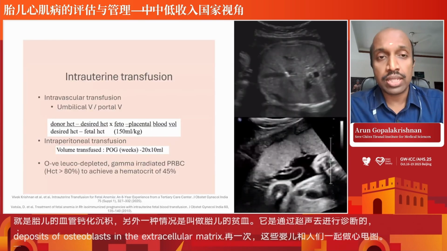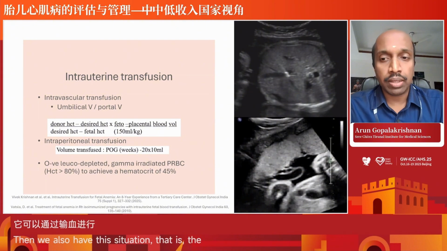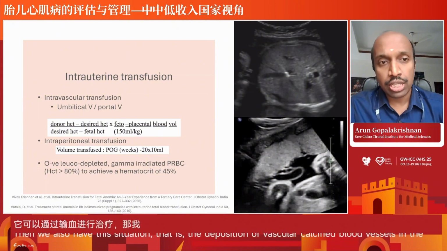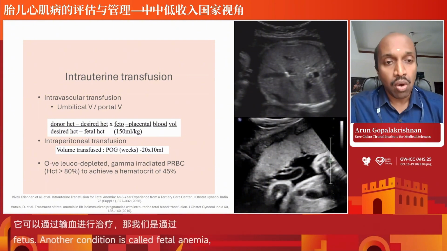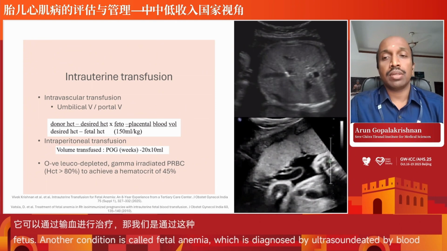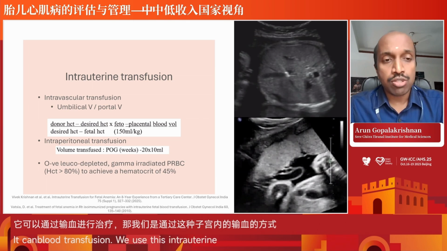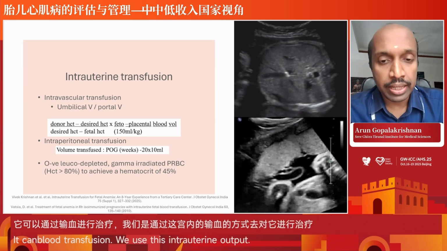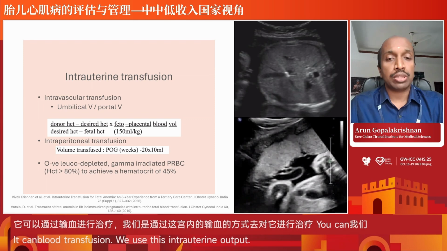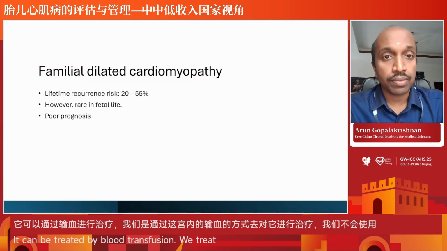Now, this is how it is done. The blood may be transfused into the umbilical vein or portal vein, or into the intraperitoneal space, as described in this paper by Vivek et al. We use O-negative leukodepleted gamma-irradiated packed cells to achieve a hematocrit of 45% or more.